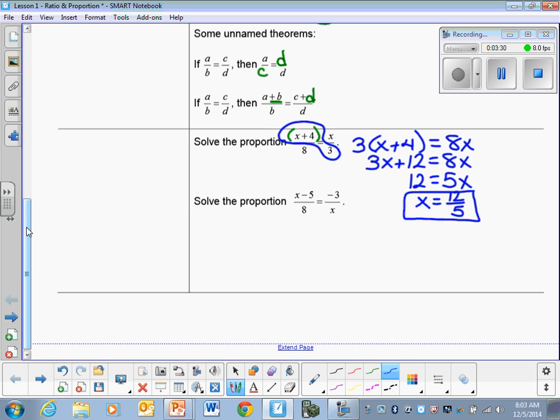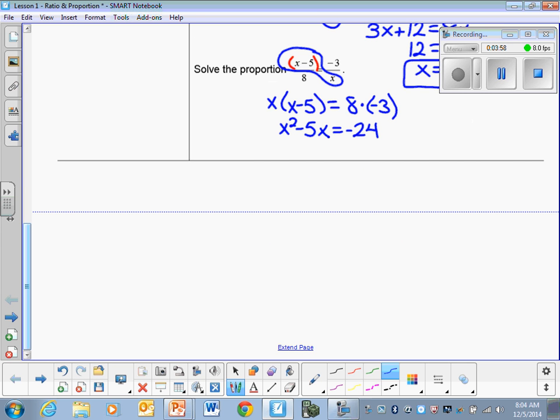Let's look at the next one. Again, before I start, I'm going to put parentheses around my subtraction, and then I'll look at my cross multiplying. This is going to be x times x minus 5 equaling 8 times negative 3. So that's x squared minus 5x equals negative 24. Okay, x squared means I have a quadratic. Quadratics have 2 possible solutions. So I have to make the quadratic equal 0 before I can solve this.